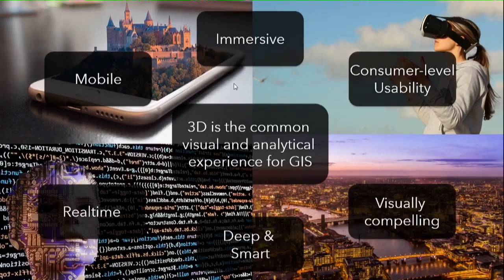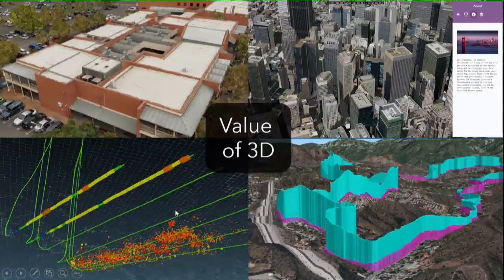Deep and smart behavior, real-time integration often comes in when people start talking about 3D, because once you can see the scene of where you live, you want to see where the buses drive through it, or whether buses are driving through it right now, for example. Mobile usage, immersiveness, and then certainly consumer level usability. All these things tend to come up when you start talking about 3D experiences.